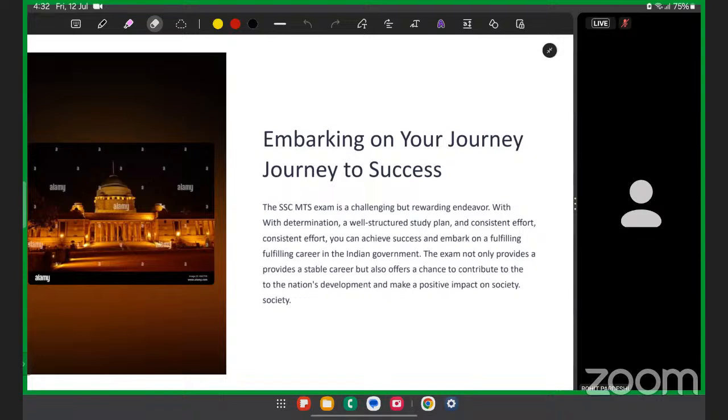Somebody who wants to join the civil services but does not have financial security right now should definitely go for MTS, get a job in hand, and prepare wholeheartedly without any pressure, both mental and financial.